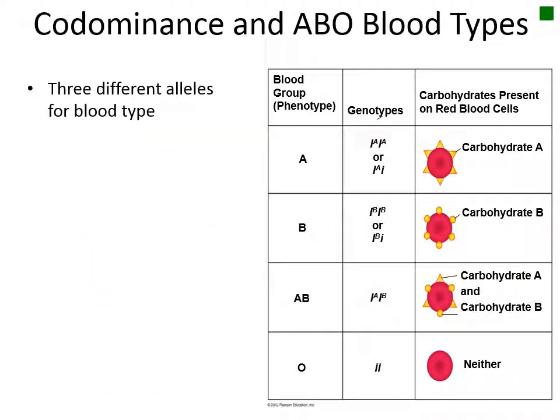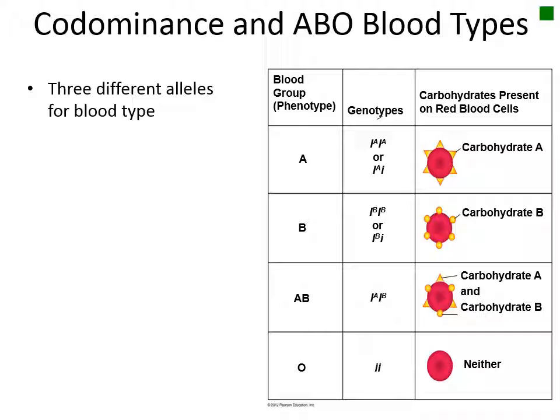A good example of codominance in humans is blood type. This is also a good example of a gene with more than 2 alleles in the population. Remember that even if there are more than 2 possible alleles for a gene, any one individual can still only have 2 alleles in each cell.